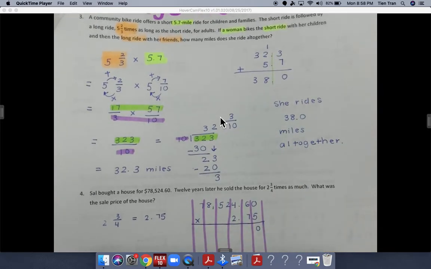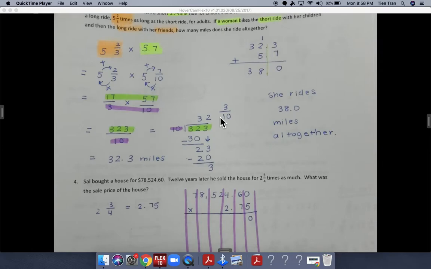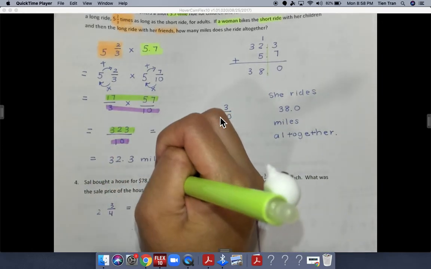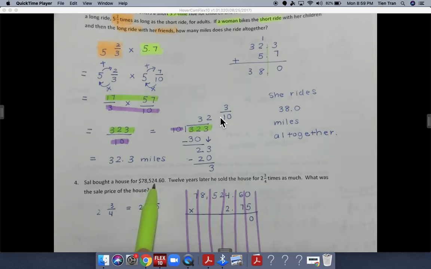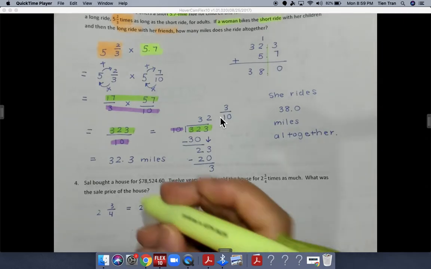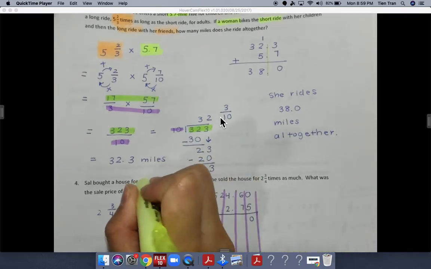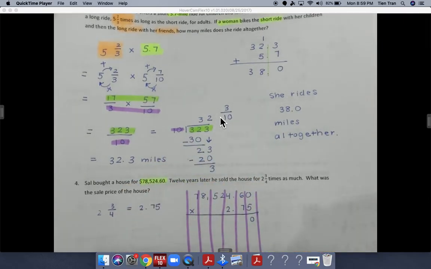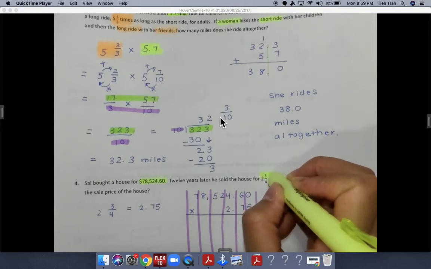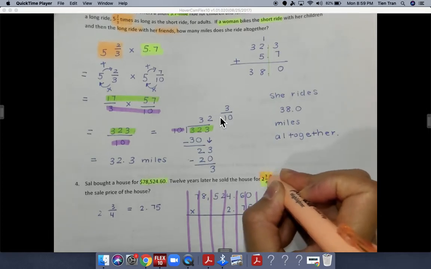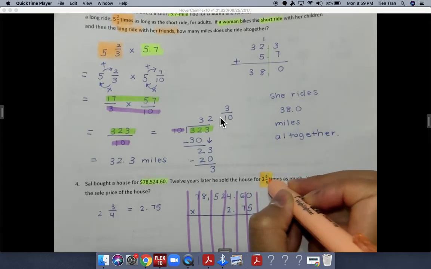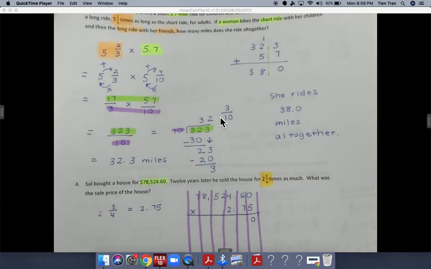Now, for problem number 4, it says Sal bought a house for $78,524.60. So this I'm going to highlight because it seems like an important number. 12 years later, he sold the house for 2 3/4 times as much. So he sold it for a higher amount, is what they're saying. What was the sale price of the house?